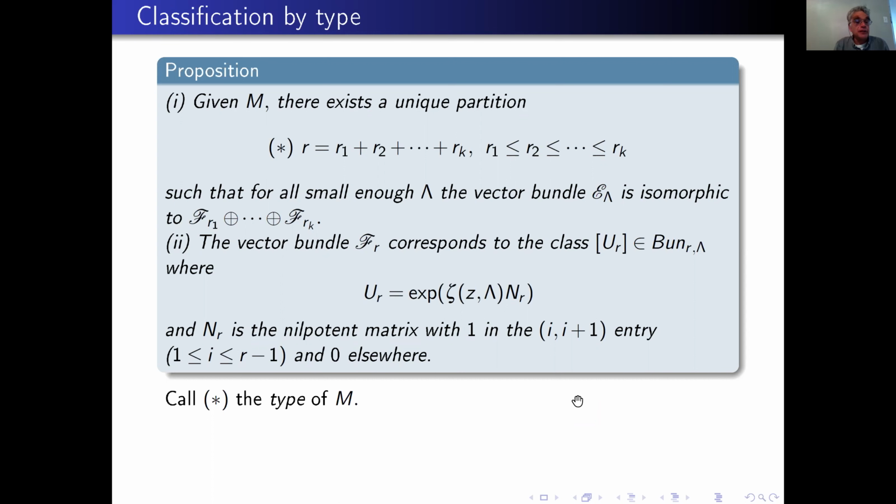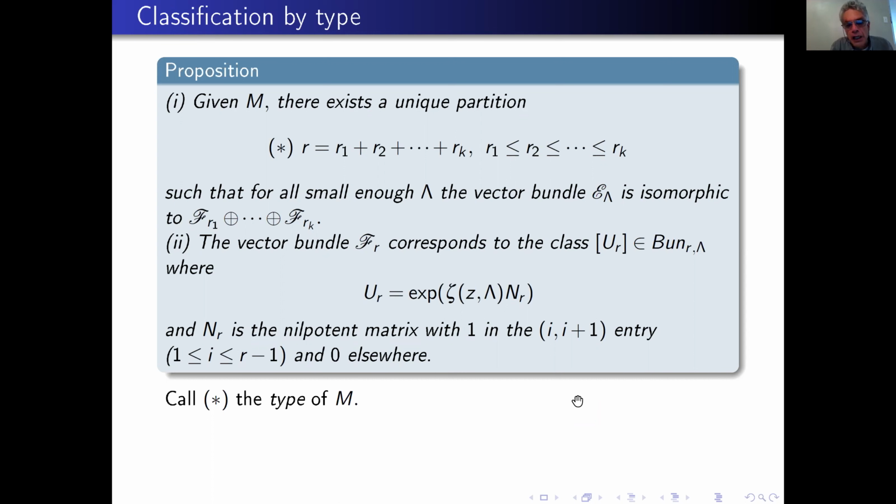And furthermore, it is rather easy. I don't know why I couldn't find it in the literature, but it's really just an exercise to write down a representative in this double coset space to the vector bundle of Atiyah. It's obtained by looking at the following matrix UR. You take NR to be the nilpotent matrix with ones right above the main diagonal, and you multiply it by the Weierstrass zeta function, and you take the exponential, which is, of course, since N is nilpotent, a finite power series in powers of zeta.